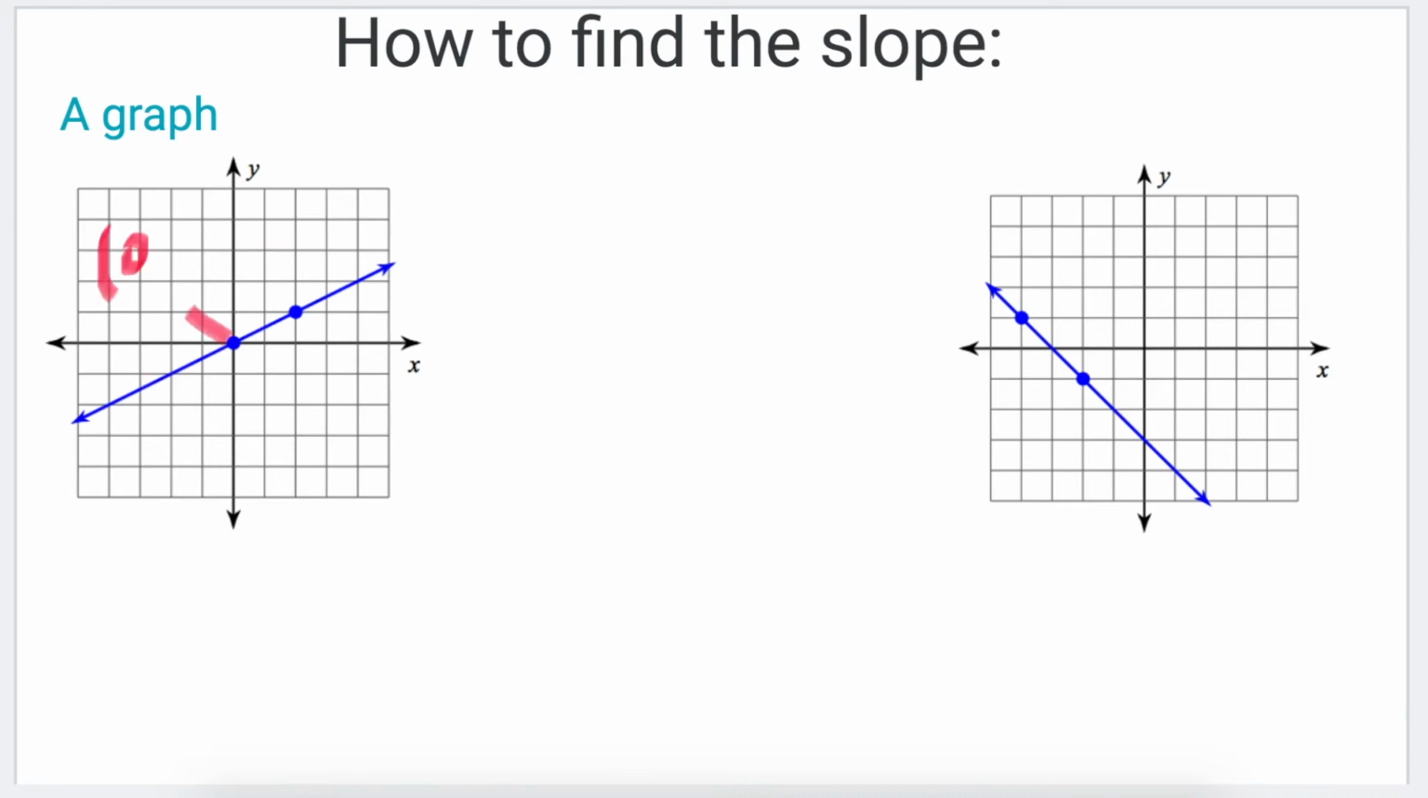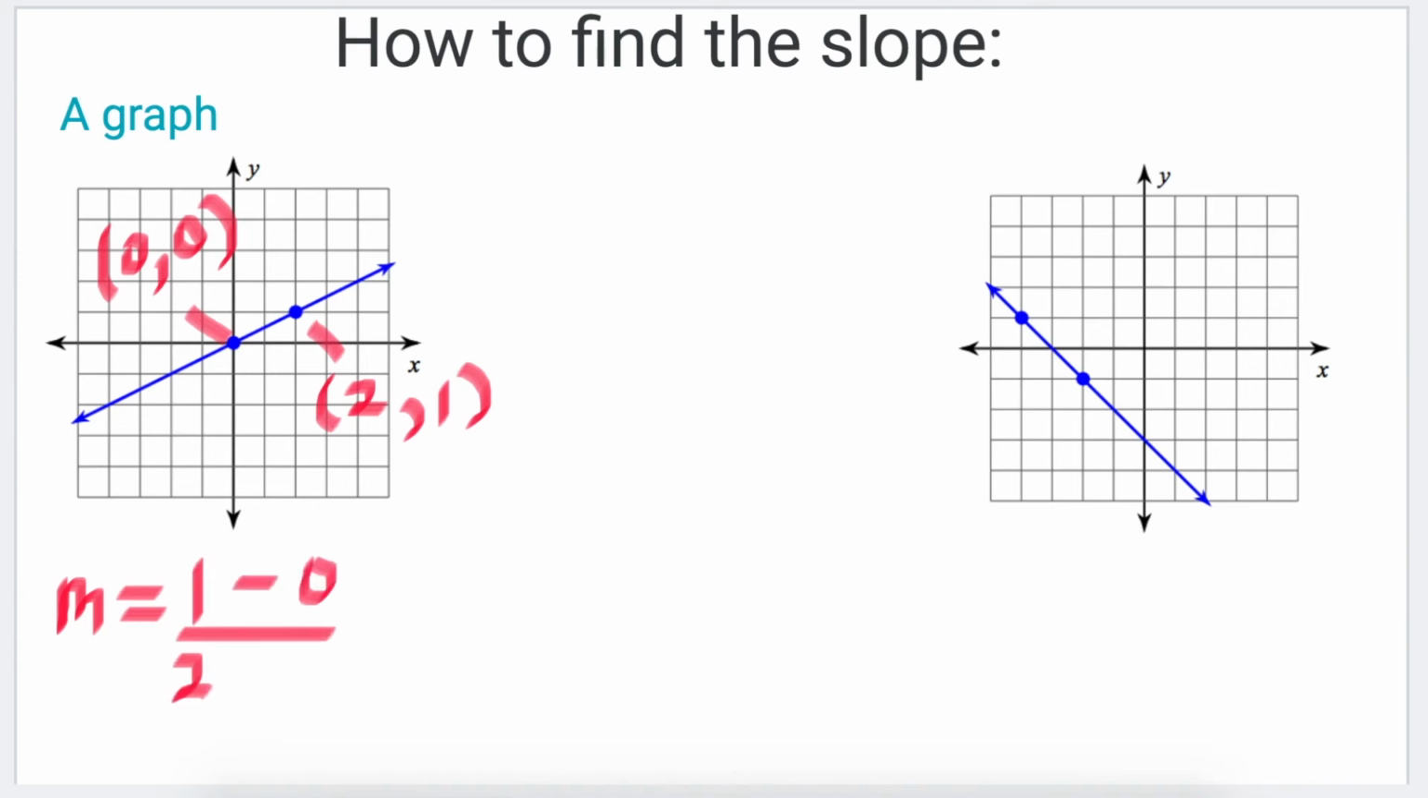The first thing is to determine those 2 points that are marked on the line. The first point is 0, 0, the origin, and the second point here is 2, 1. When we put those values in the formula, m equals the vertical change 1 minus 0 divided by the horizontal change 2 minus 0, which is equal to 1 divided by 2. 1/2 is positive, and that matches the answer that we had at the beginning, that this line has a positive slope. Let's take a look at the second math problem.